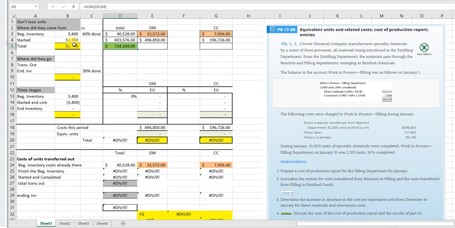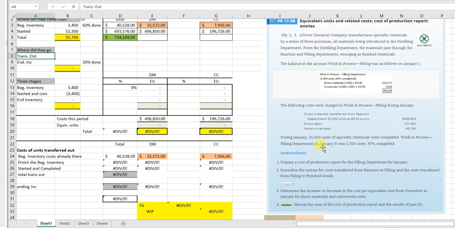That's going to be a check figure, and this is going to be a check figure. So I don't want to lose any dollars. I don't want to lose any units. I have to figure out what happened to them. So there's only 2 places units can come from. They either were already there or I started them. And there's only 2 places that units can go to. They were either completed and transferred out, or they weren't completed and they're still here.